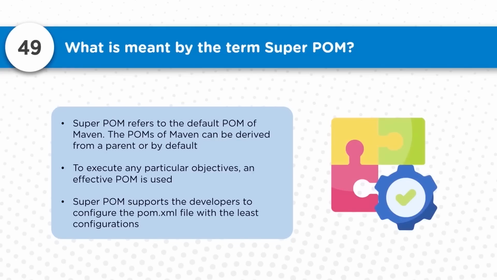What exactly is meant by the term super POM? Super POM refers to the default POM of Maven. It is a reference to a parent POM that is available, and that is the super POM. If you define some dependencies in the super POM, the child POM will automatically inherit all those dependencies. We can put some configuration in the super POM so that if multiple projects refer to it, they can do so easily. That's the primary reason we use the super POM, so that all the other projects can refer to or inherit from there.